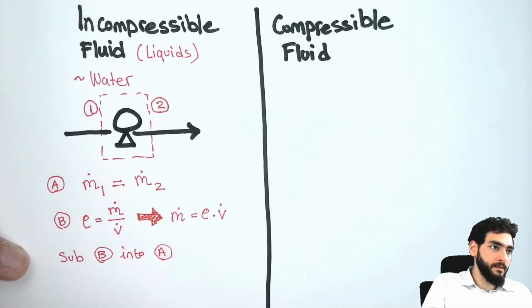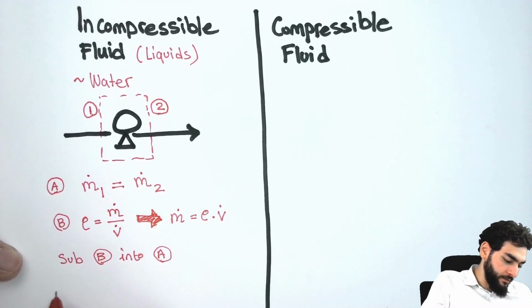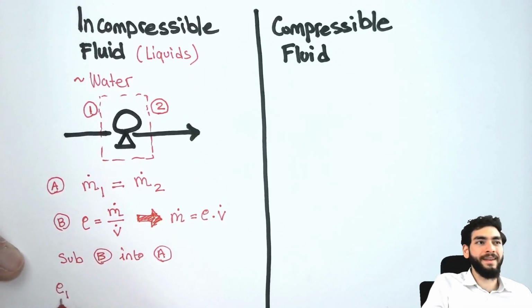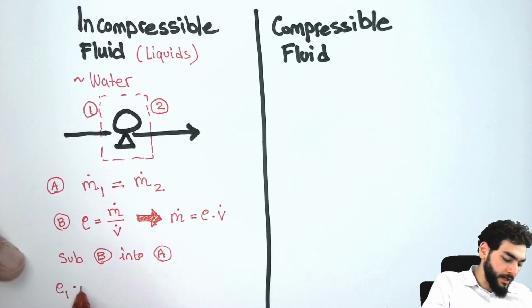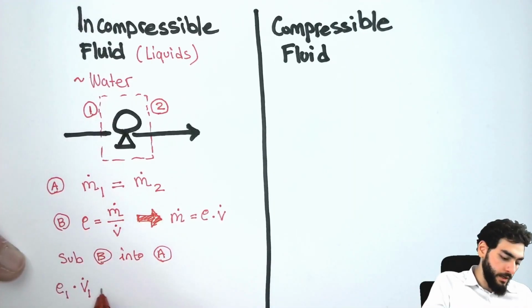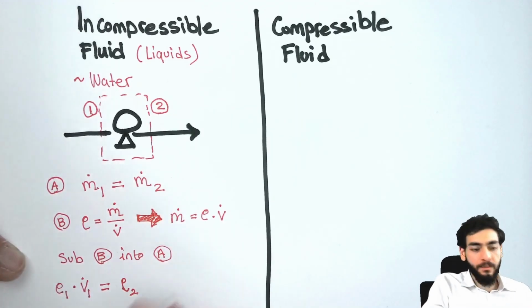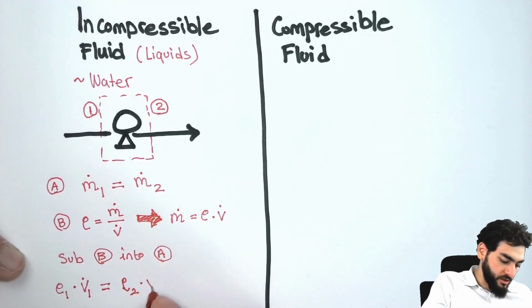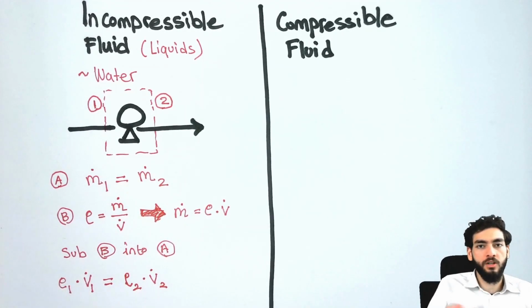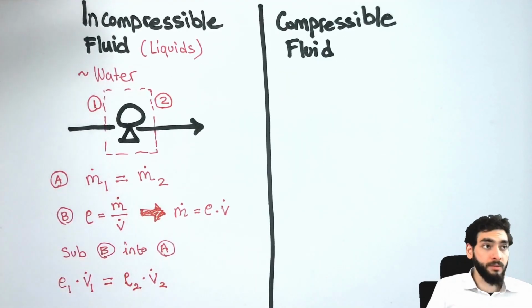And if I do that, then I will have the density of the water at point 1, which is when it's entering the pump, multiplied by the volumetric flow rate of the water that's entering the pump, is going to have to equal the density of the water at point 2, multiplied by the volumetric flow rate of the water at point 2. Now, since I'm trying to show you an example, let's actually put some numbers to it.